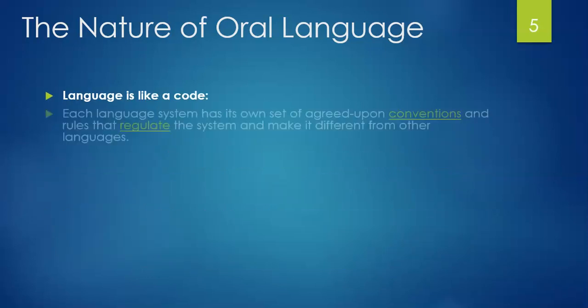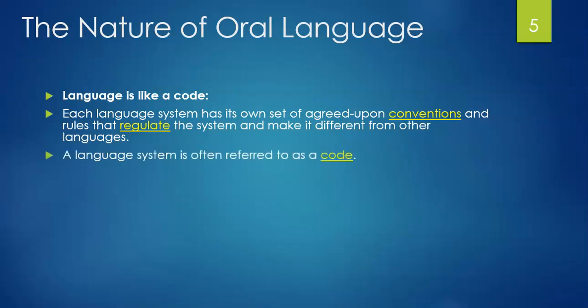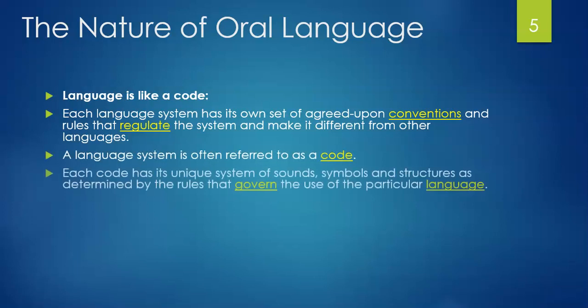Language is like a code. Each language system has its own set of agreed-upon conventions and rules that regulate the system and make it different from other languages. A language system is often referred to as a code. Each code has a unique system of sounds, symbols, and structures as determined by the rules that govern the use of the particular language.